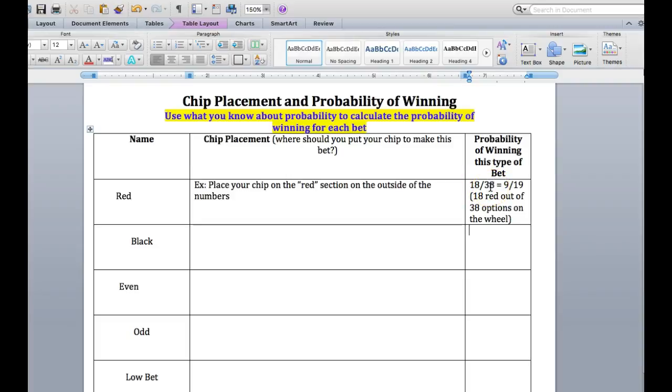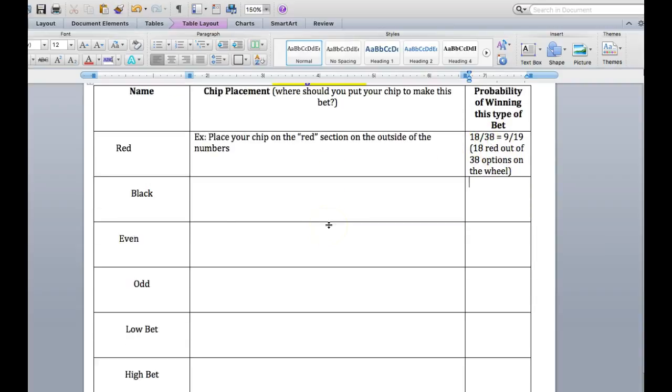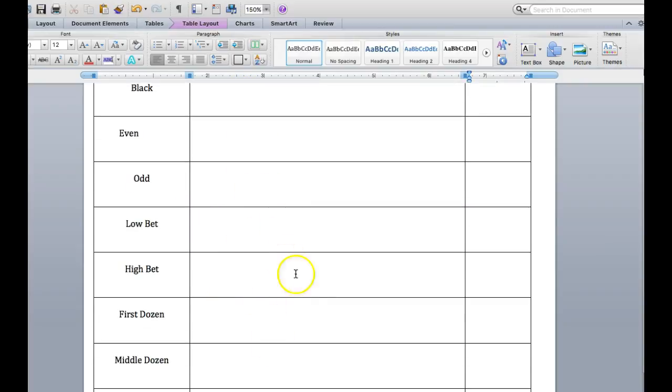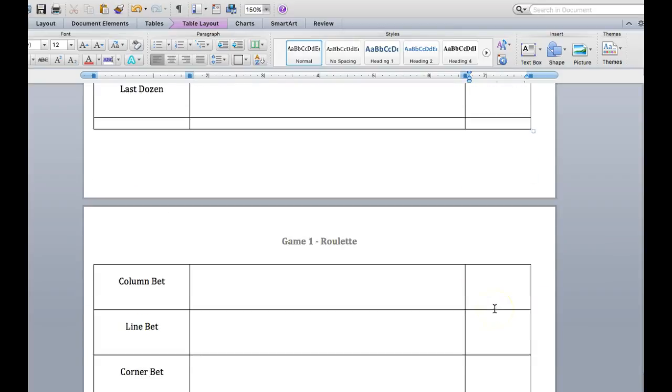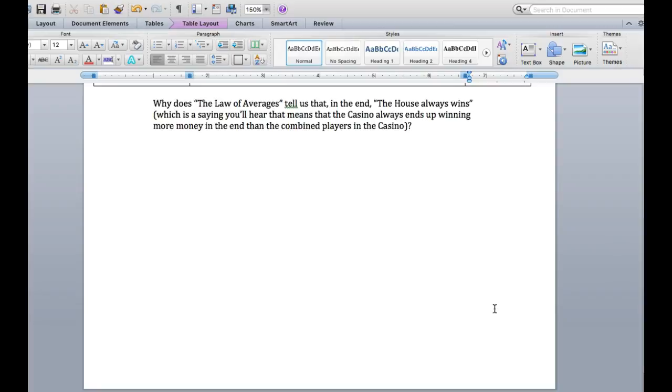Why are there 38 when there's only 36 numbers? That's because of 0 and double 0. So you can see it pays out even, but you win less than half the time. I reduced 18/38 to 9/19, but that's where it came from. 18 ways to win out of 38 total options. So that's what you want to do for all of these. Where should I place my chip to make this bet? And then what are the odds? What's the probability of actually winning that bet?